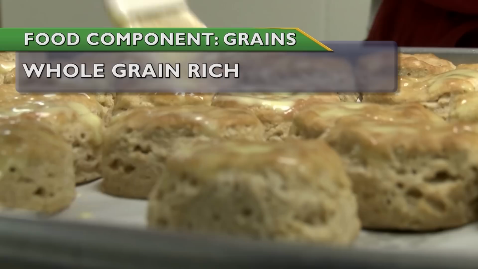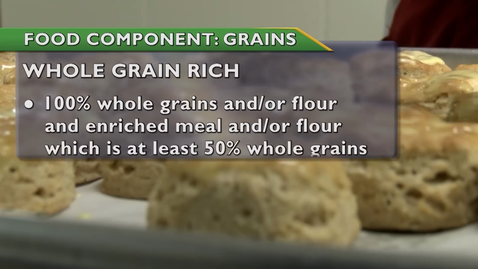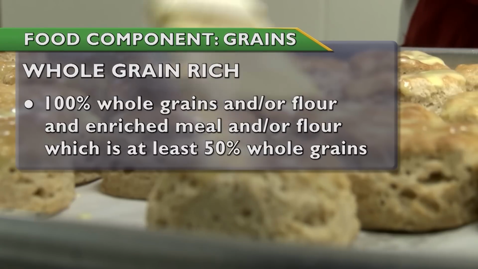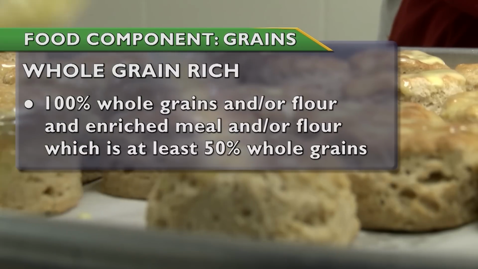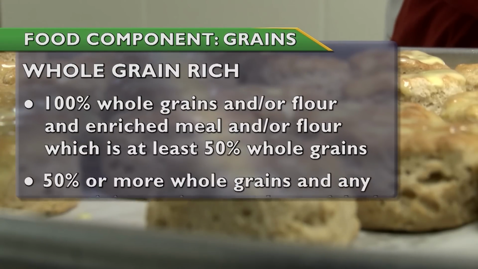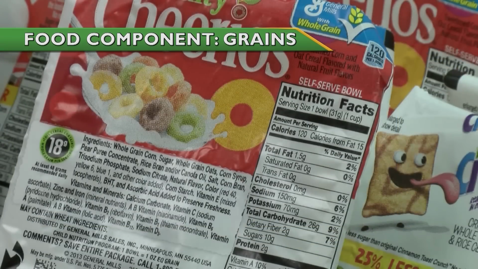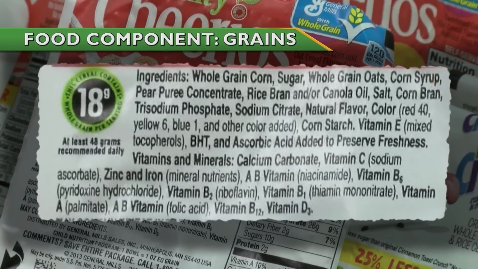Foods that qualify as whole grain rich for the school meal programs are foods that contain 100% whole grains and/or flour and enriched meal and/or flour which is at least 50% whole grain. For the school meal programs, whole grain rich food products must contain 50% or more whole grains, and any remaining grains must be enriched. The ingredient labels of non-mixed whole grain products such as breads and cereals must list whole grains as their first and primary ingredient in the product.